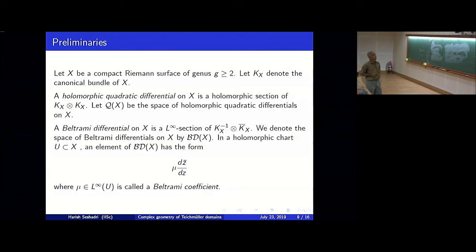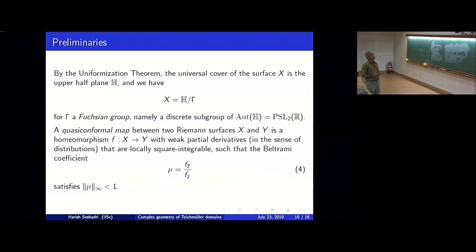In a holomorphic chart, it has this form. This is the way classically it was thought of. It has this very weird expression, dz bar by dz multiplied by mu. It's an endomorphism of the canonical bundle. Well, the uniformization theorem, I don't really need this, but X will correspond to H mod gamma for some Fuchsian group, which is by definition a discrete subgroup of PSL2R. Here is the more important thing.